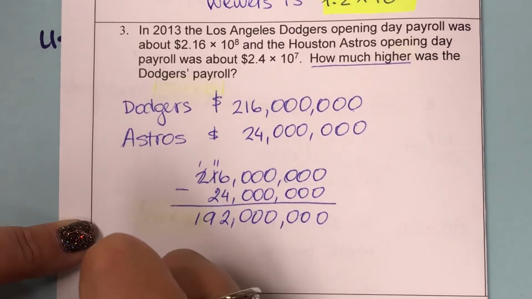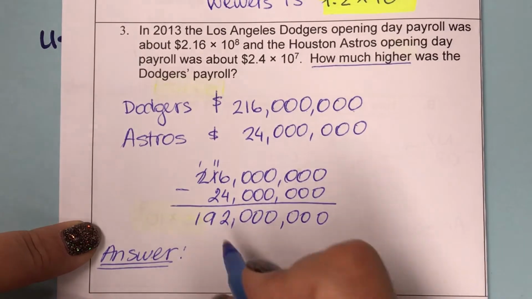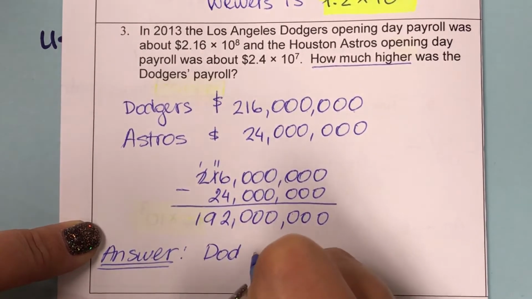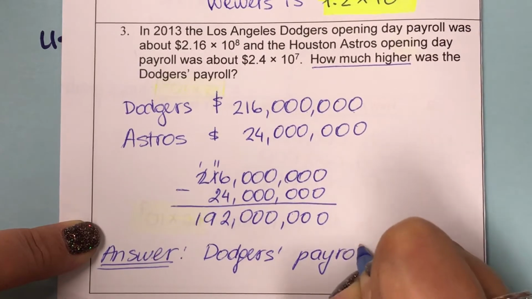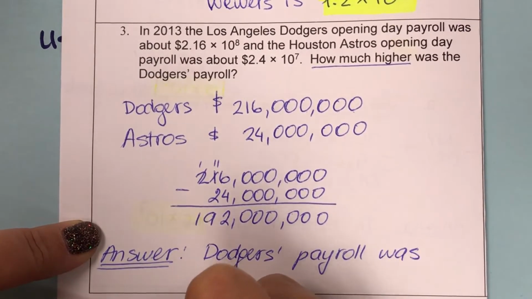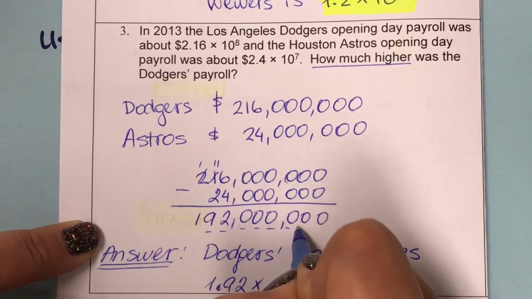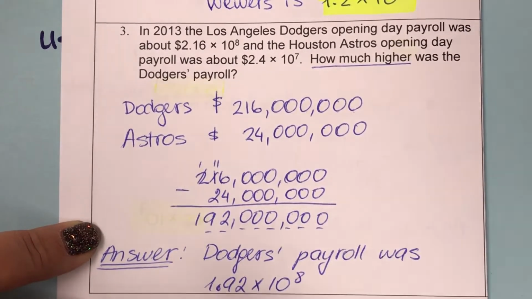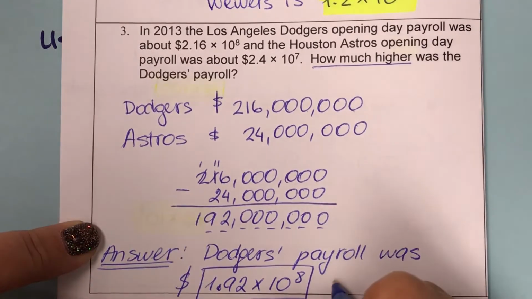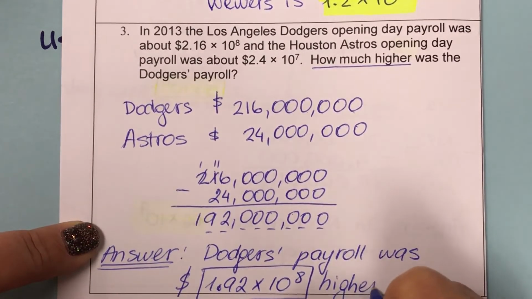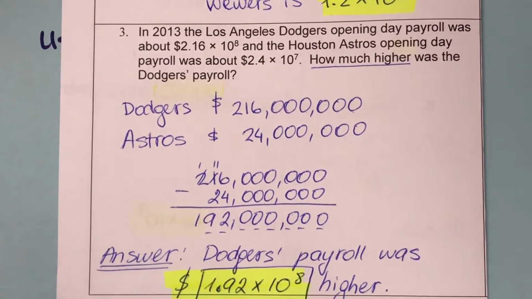So we are going to answer now in scientific notation. So we have to convert that back to scientific. So we have the Dodgers payroll was 1.92. That means we're converting now to scientific notation. 1, 2, 3, 4, 5, 6, 7, 8 times 10 to the 8th power dollars higher. The difference.